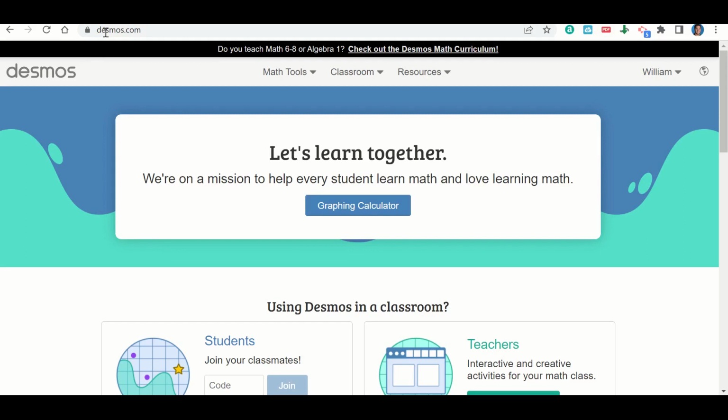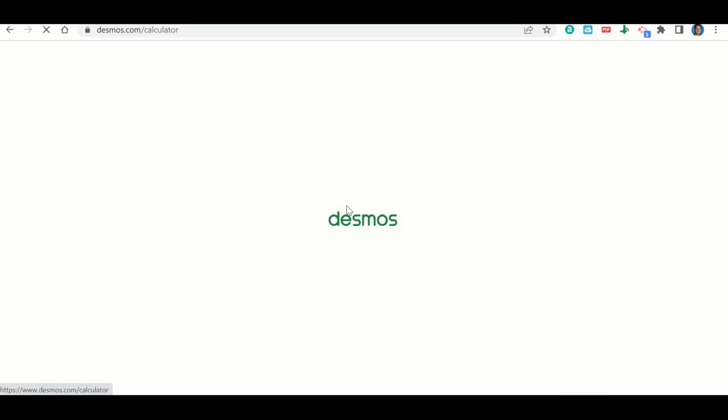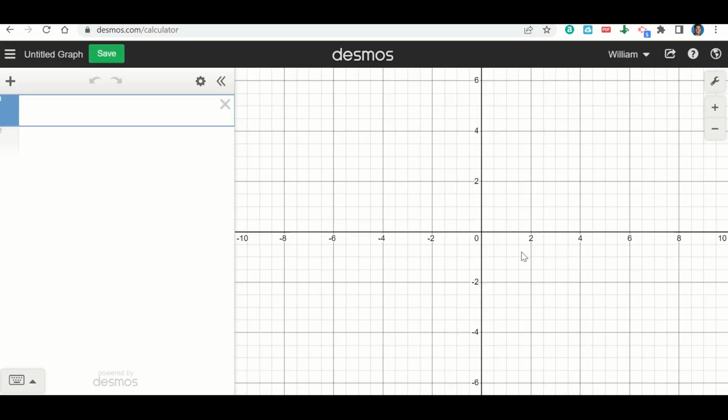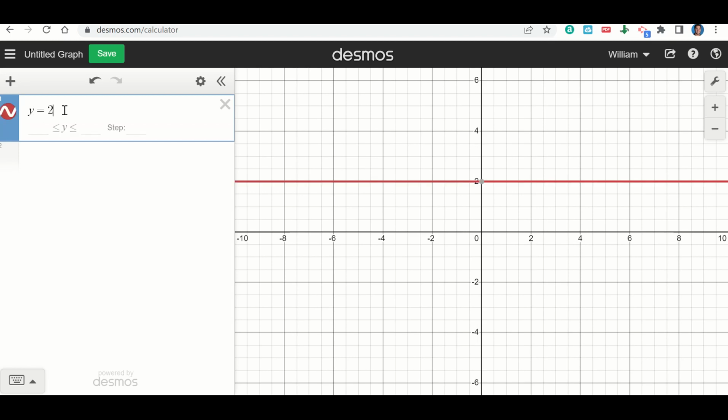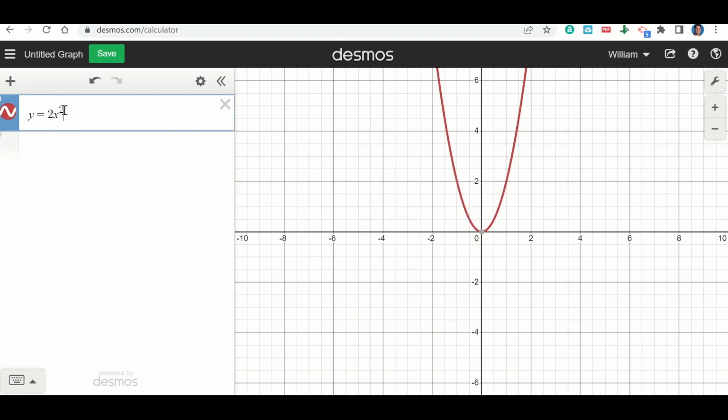So first of all, I'm going to go to desmos.com, and then I'm going to go to where it says graphing calculator. And if you notice, it should take you to a page that looks like this, where it'll have the graph on this side. We just need to enter the equation over here on the left. So let's go ahead and do that. So let's say it's y equals 2x squared plus 5x minus 2.